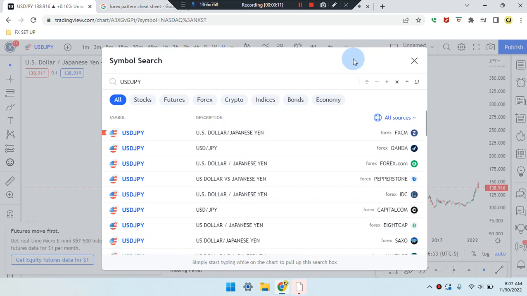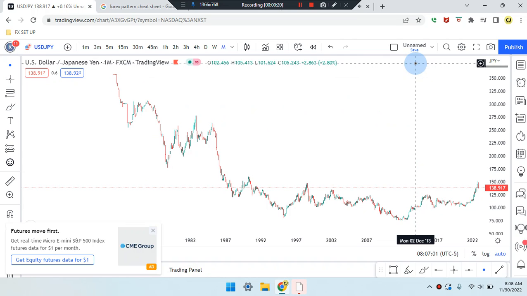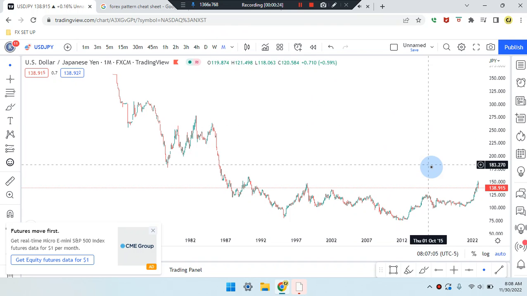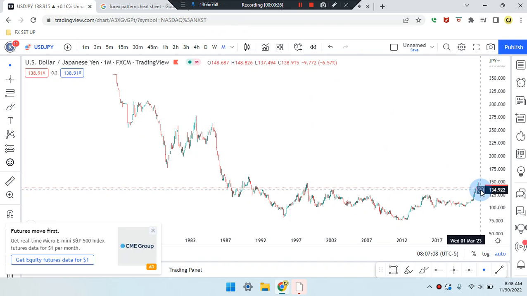Okay, everyone, this is Cam Jones, FX Daily Analysis, and we are marking up USDJPY. We are on a monthly time frame. Price action last candle to the right hand side is a bearish red candle.